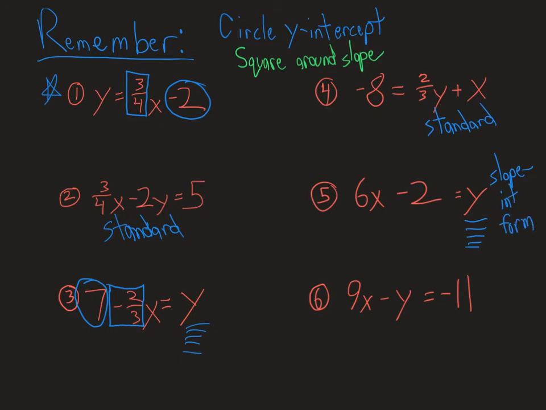So again, my slope is a square. That's with x. My y-intercept is a circle, so the y-intercept is the value by itself. And last one, that is standard form. We would have to rewrite that because, again, the x and y are on the same side. All right? So hopefully that's getting you guys used to the various ways you might see slope-intercept form and be able to quickly and easily identify slope-intercept versus standard.